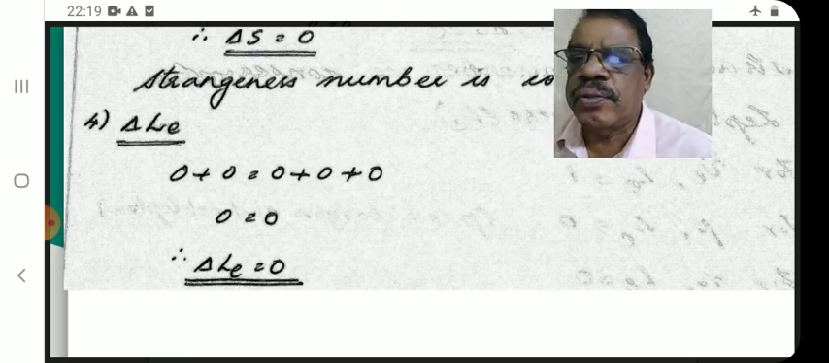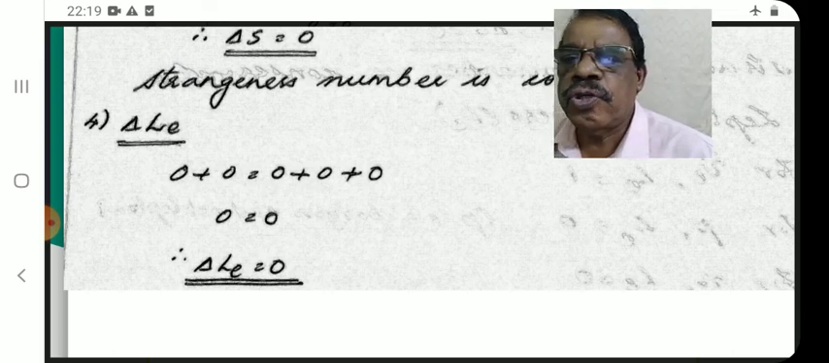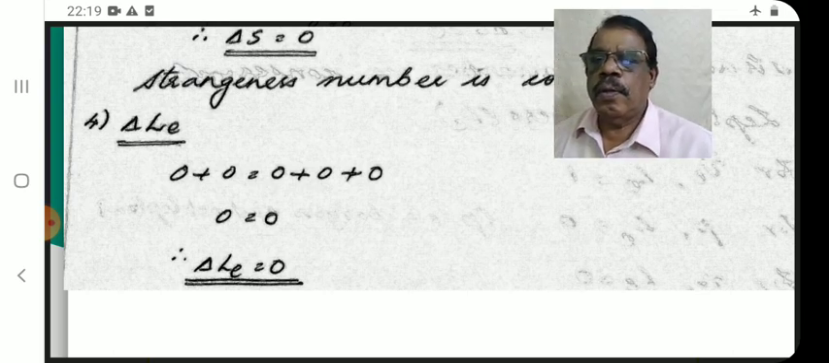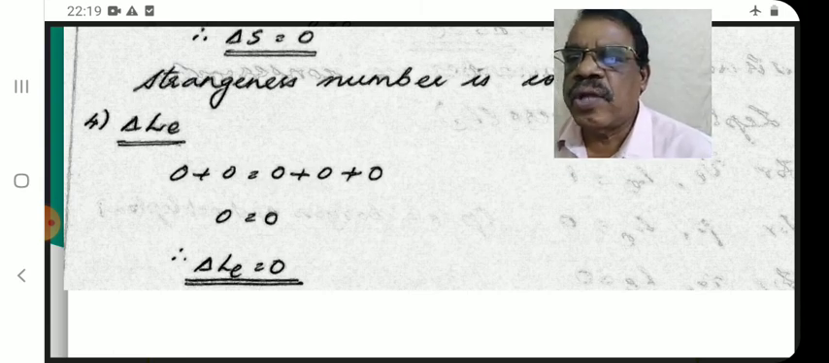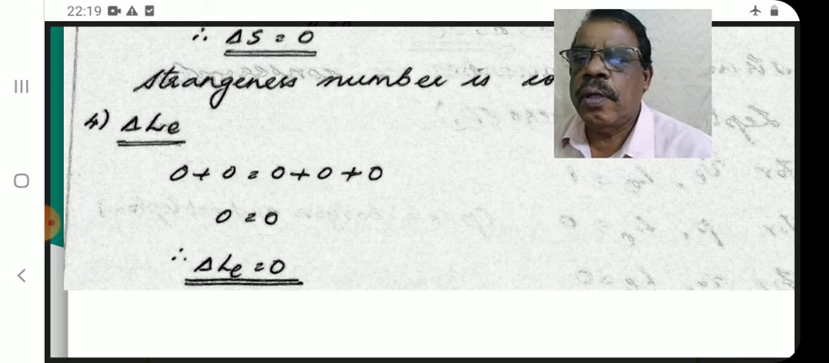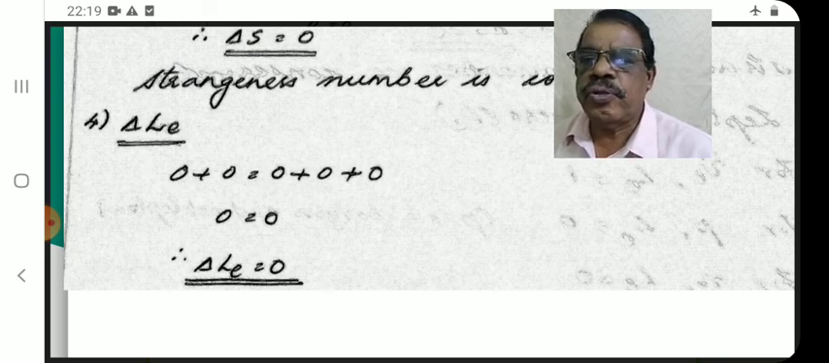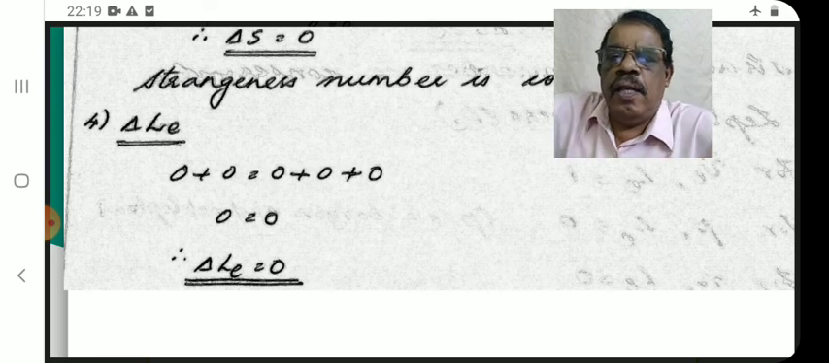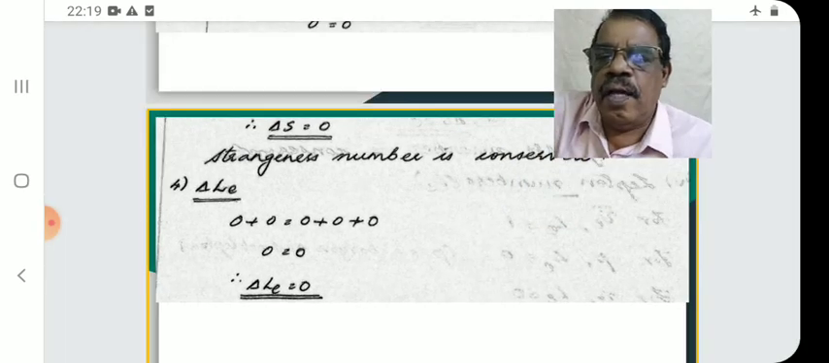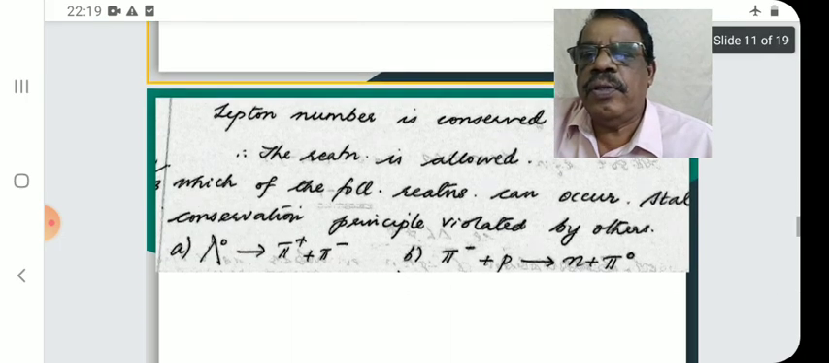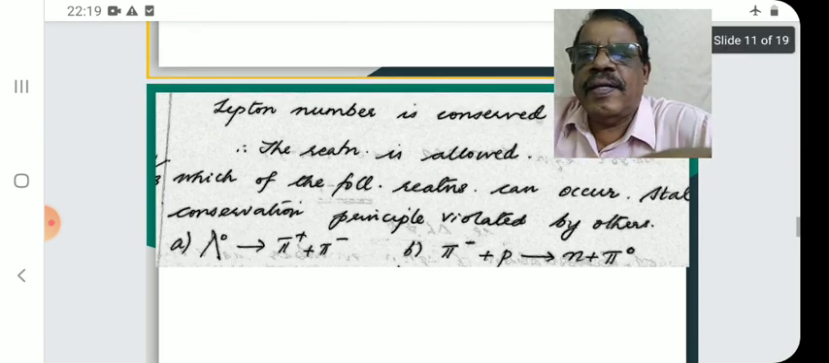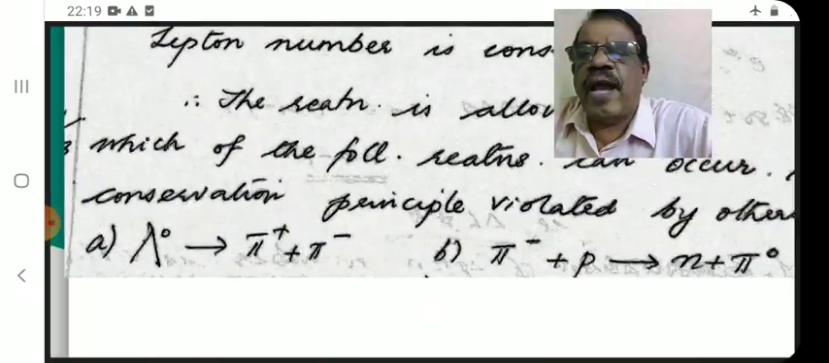Then number 4, delta L e, electron lepton number. 0 plus 0 equals 0 plus 0 plus 0. All the particles are not leptons. Therefore, lepton number is 0. 0 plus 0 is 0 plus 0 plus 0. That is delta L e equals 0. Lepton number is conserved. The reaction is allowed. That is, all the conservation laws are valid in the given reaction.